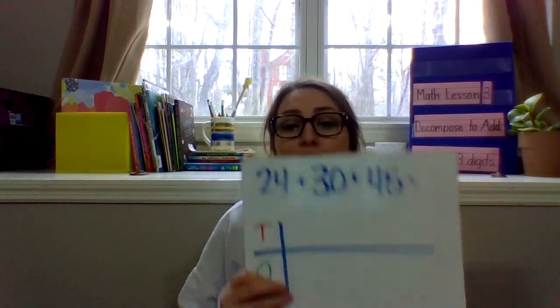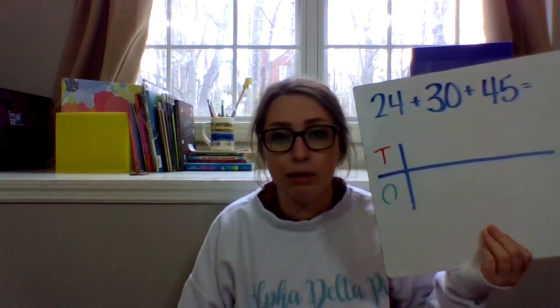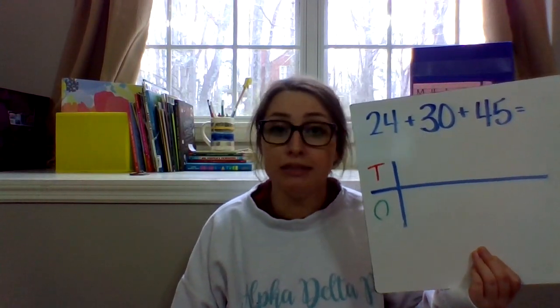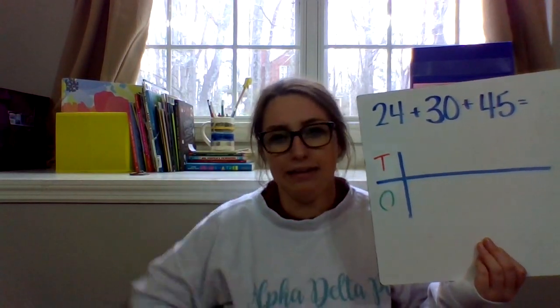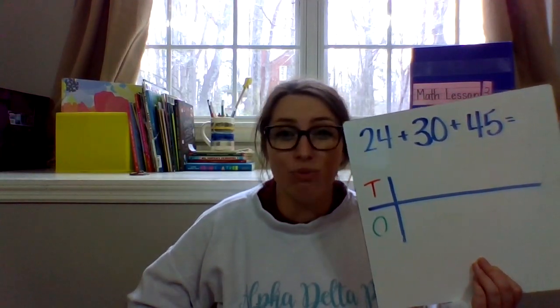Okay, so here's my problem that I've got, and you see that I already have my tens and my ones chart made up for me. So it says 24 plus 30 plus 45, and we're going to decompose those numbers and then add them. So when I'm decomposing, I need to think about tens and ones.